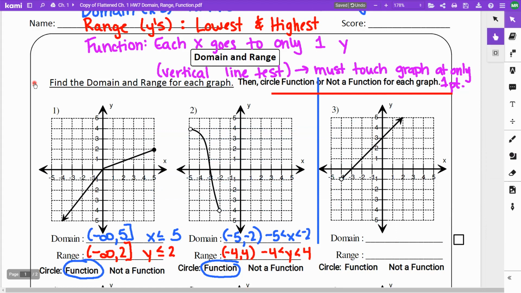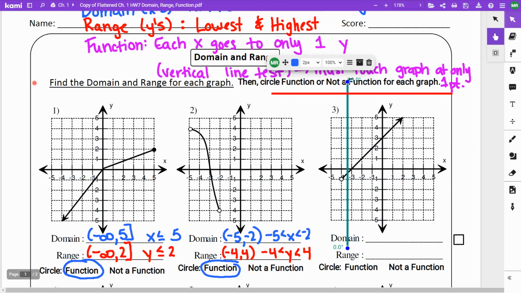On the next one, if I'm looking at domain, I'm looking to the furthest left, which is going to come all the way to here, and it's going to stop, but not include -4 because of the open circle. And it's going to keep going to the right forever and ever and ever. It doesn't stop right here because of that arrow. It's going to keep going to positive infinity. So from -4, not including -4, to positive infinity.